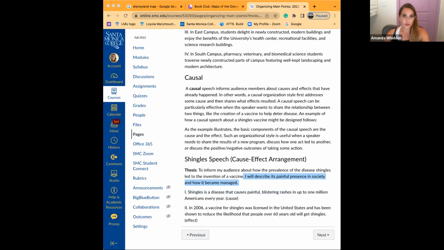So what we could do is this idea of how one thing has led to another. So does anybody have any spatial or causal speeches that you were looking at, this cause and effect impact potentially?